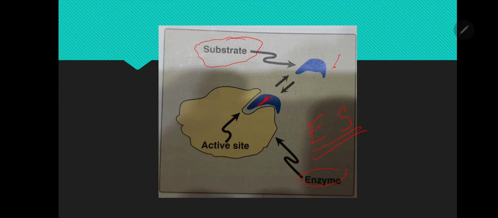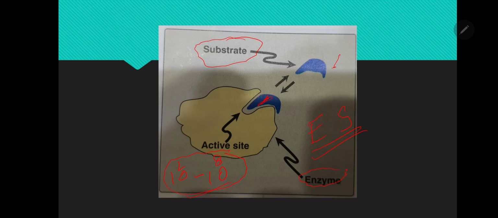The enzymes have catalytic activity, as I told you, and they enhance the speed of the reaction. It may increase the speed up to 10 raised to power 2 to 10 raised to power 8 times faster than when the enzyme is not available. So that is the limit of the enhancement.